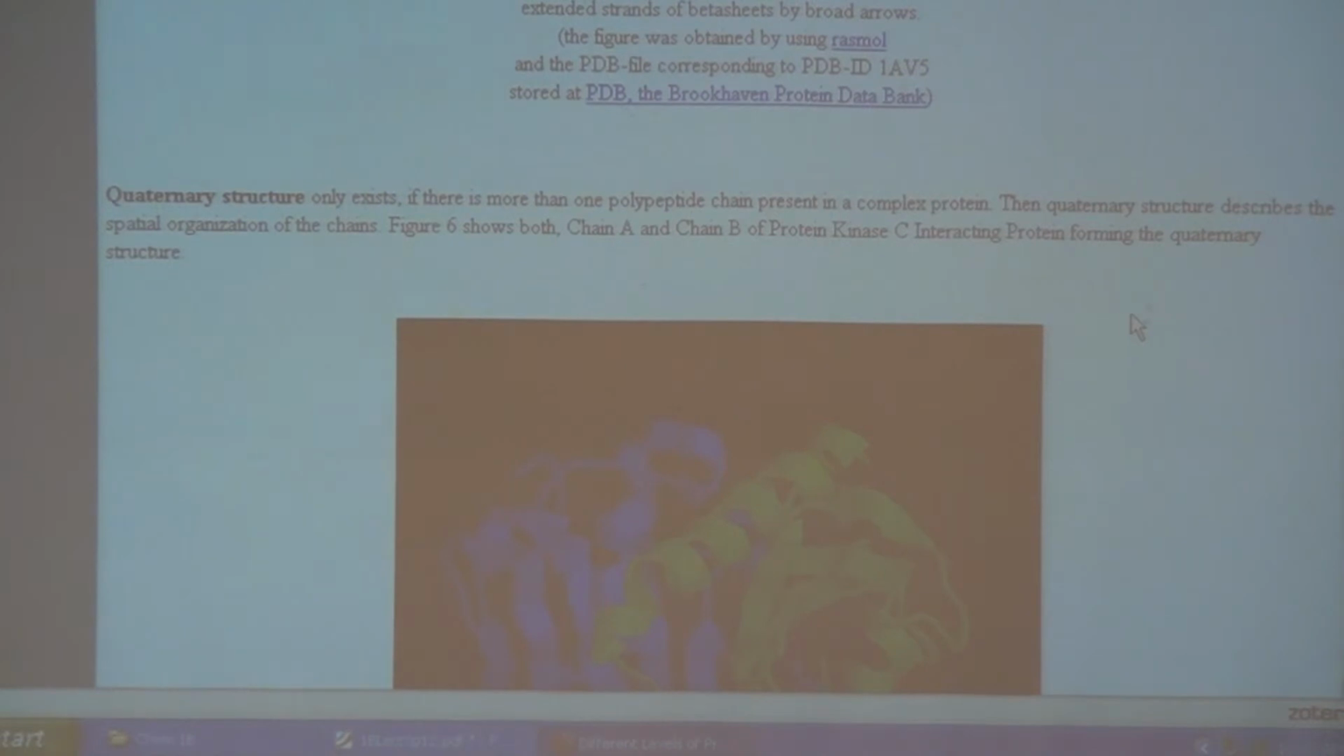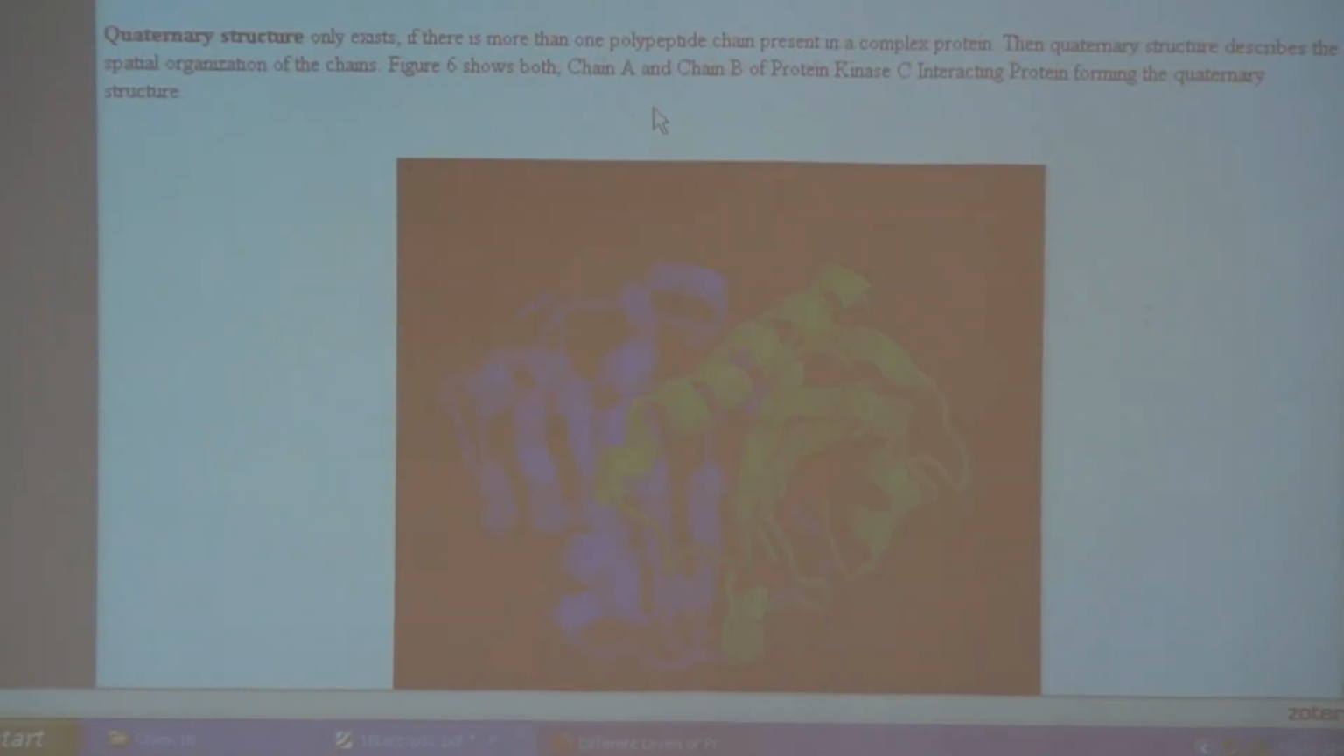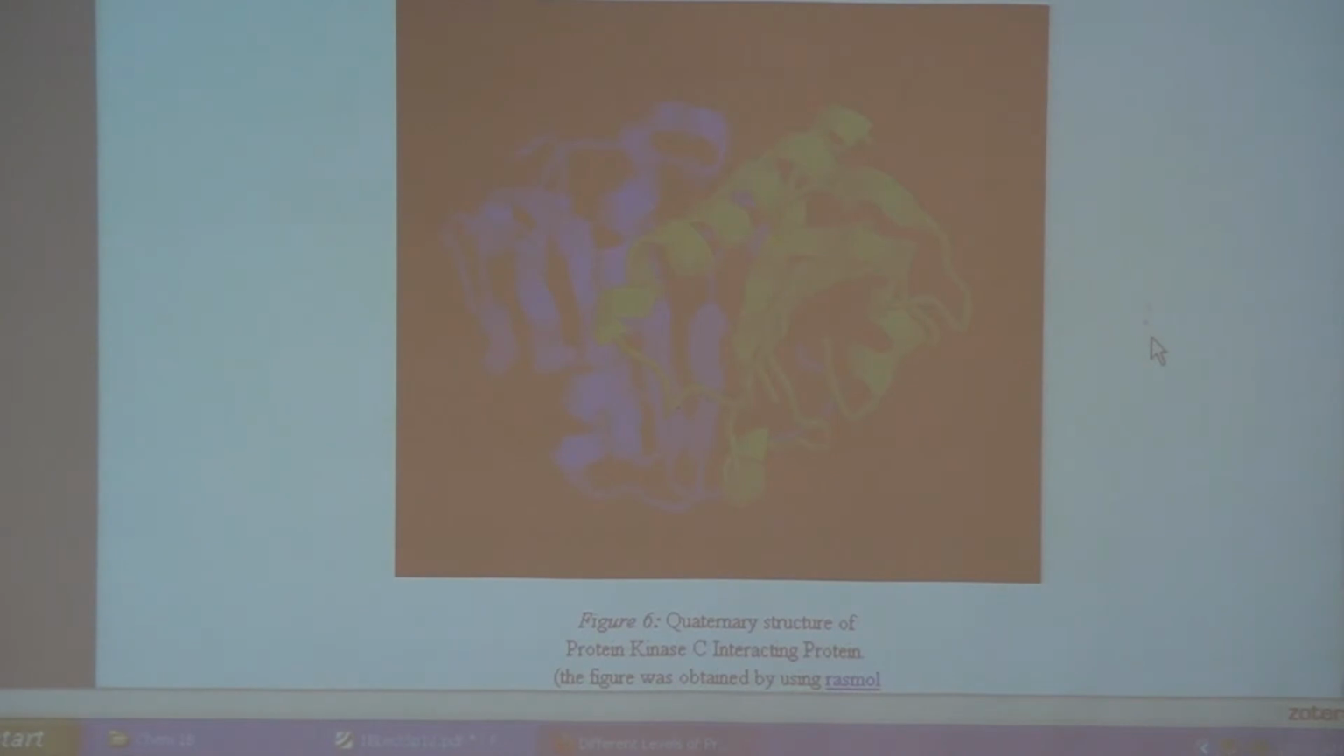Then, let's see, they talk about the quaternary structure. It says if there's more than one polypeptide chain, in other words, if there's more than one protein molecule in a complex protein, the folding of those two or more protein molecules is called the quaternary structure. One example of a protein with two or more protein molecules within it is hemoglobin. Hemoglobin actually has 4 protein molecules within that big complex protein.